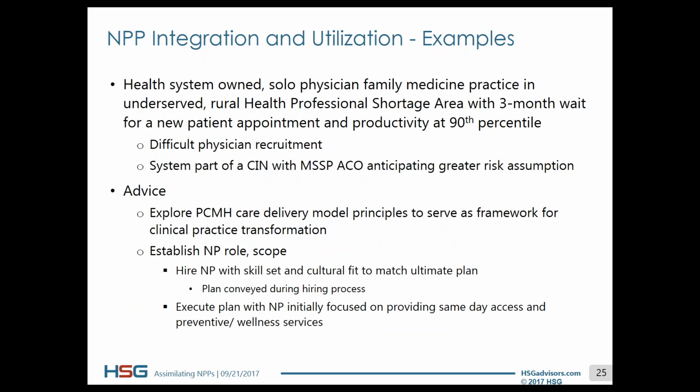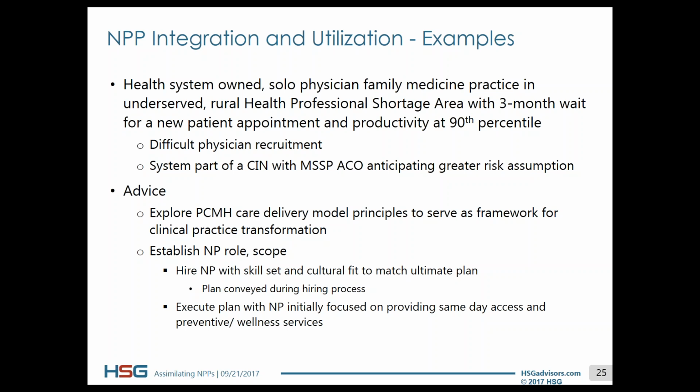A third example is in primary care, and in this instance, it was a health system-owned solo family medicine physician practice in an underserved rural health profession shortage area. The practice experienced a 3-month wait time for new patient appointments, and the practice's productivity exceeded the 90th percentile, significantly above. So the physician was working hard, and the demand for services just really outstripped his ability to provide the services. The system had been trying to recruit a family physician to join him for 2 years, and had been unable to do so.